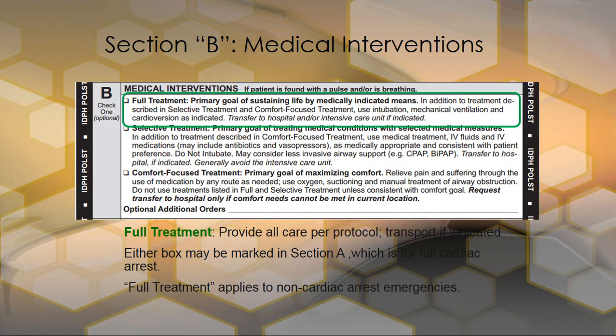In Section B, full treatment is not meant to also apply to cardiac arrest management. So Section B only applies if the patient has a pulse and/or is breathing. So if they are in full cardiac arrest, we only look at Section A. If they are not in cardiac arrest, we only look at Section B.